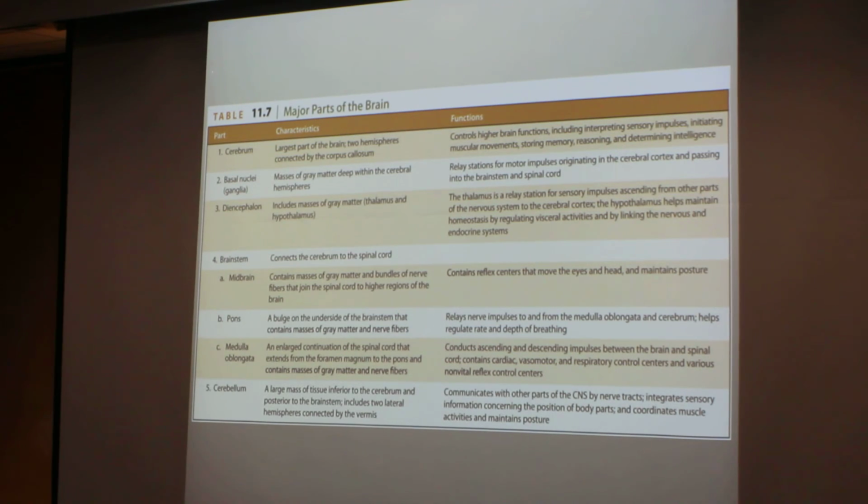Again, this is the second table you will have, and you put everything together in terms of what the characteristics of this part are and what the main functions are. It summarizes everything from the basic level if you want to go over it.